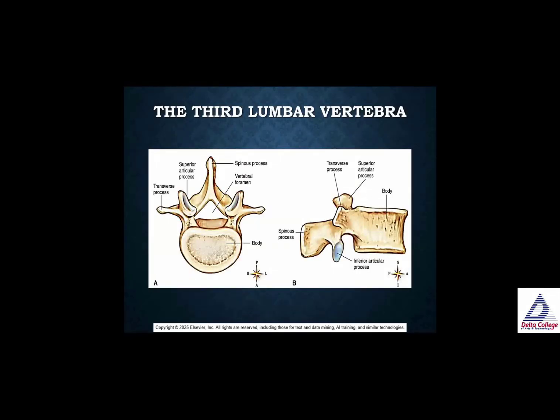This just gives you an idea of what a vertebra looks like. You can see where there's a foramen, that's a hole, a spinous process, a little pointy process, and the body. I don't expect you to be able to label this, but I wanted to show you an image of what the lumbar vertebrae look like.